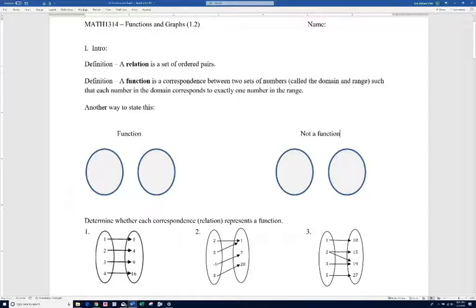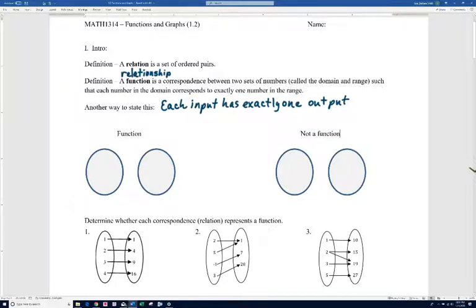So the basic idea here is relatively simple, but there's a lot of words here we have to deal with. One of the words I would say is correspondence. For some of you, maybe relationship would be a better word. So it's a relationship between two sets of numbers, which we call the domain and range, such that each number in the domain corresponds to exactly one number in the range. Another way to say this in short is with functions, each input has exactly one output. That's what we're trying to say here.